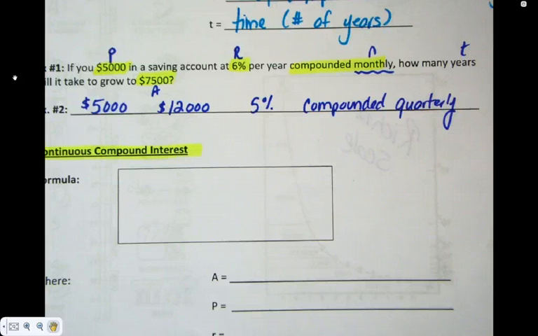And the question is, how long is it going to take you at the Bank of Thompson to make $12,000 if you give me 5,000 and I compound it quarterly at 5%?